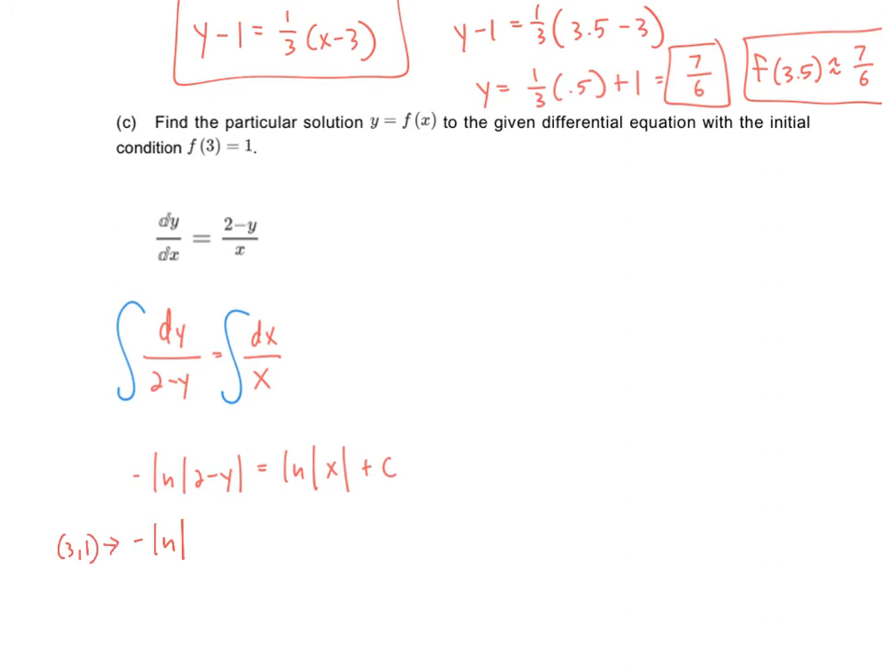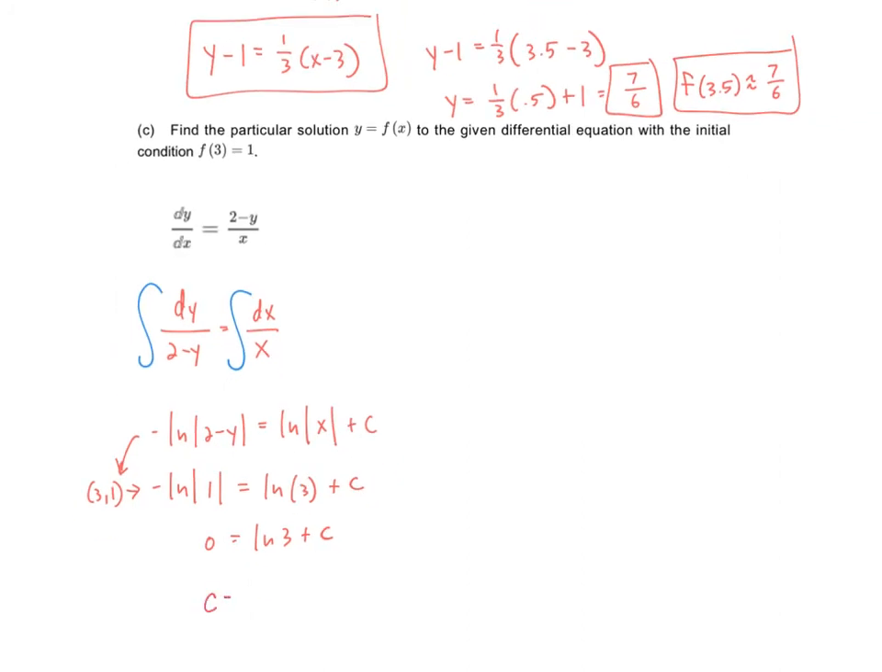So I'm plugging in (3, 1) and getting this. Plug in 3, plug in 1, you get ln absolute value of 1, just ln 3. Remember, ln of 1 is 0, so this is 0 equals ln 3 plus c, so c is negative ln 3. So now we'll come back here, and plug in negative ln 3 for c.